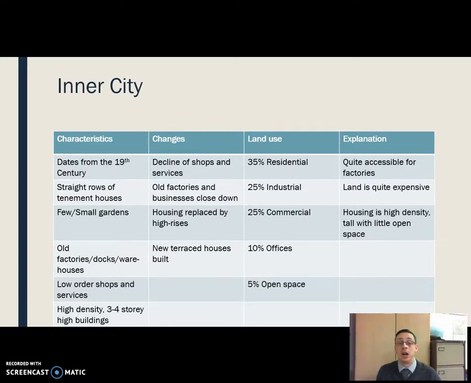Very few gardens. The shops and services we have here are going to be low order. So it's things like corner shops, to support the people who live in some of the more affordable housing in this area.